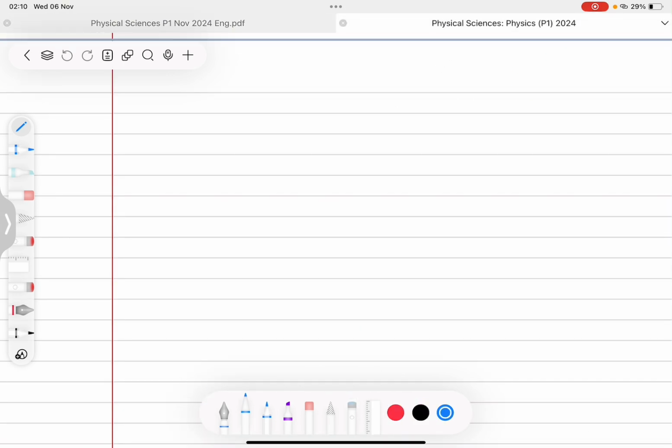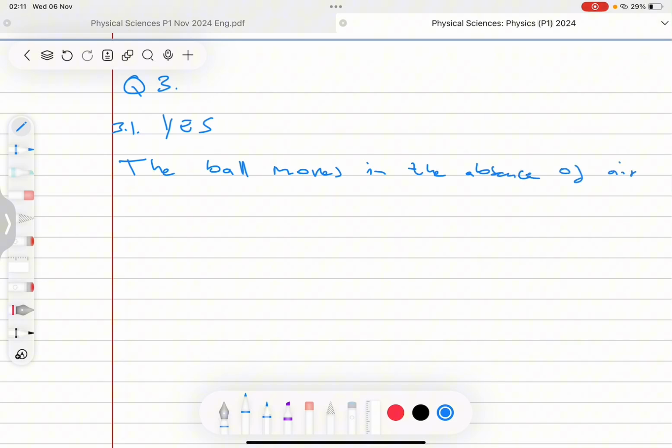Definitely this ball is in free fall, right? I hope we all know that. If we don't know, or maybe forgot, this is a great opportunity to remember or revise that. So the answer here is yes, right? Why do we think that the ball is in free fall? Because the ball moves in the absence of a resistance.